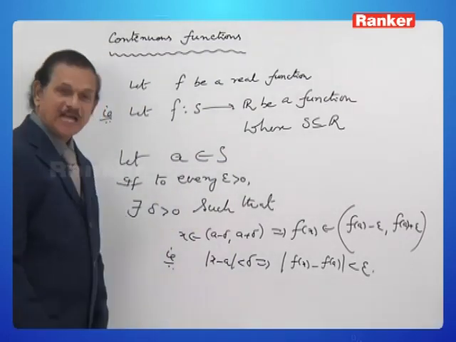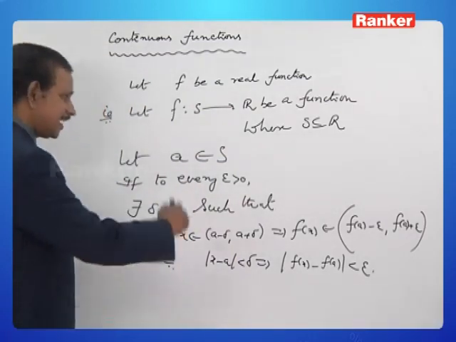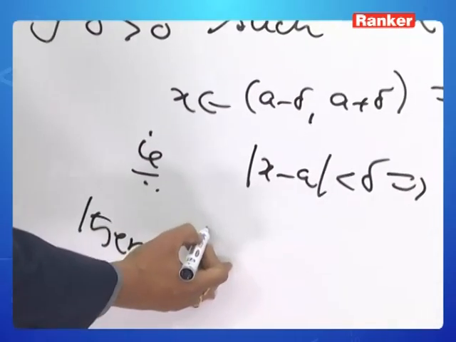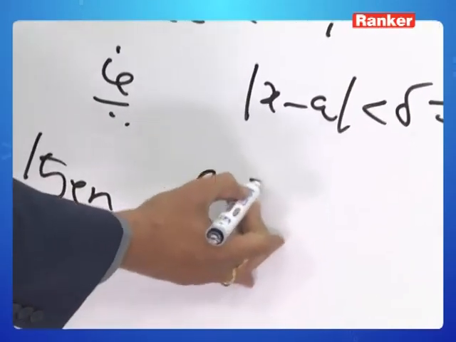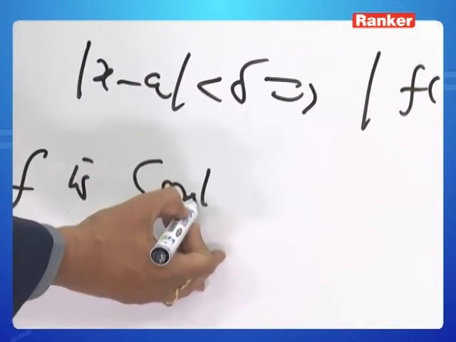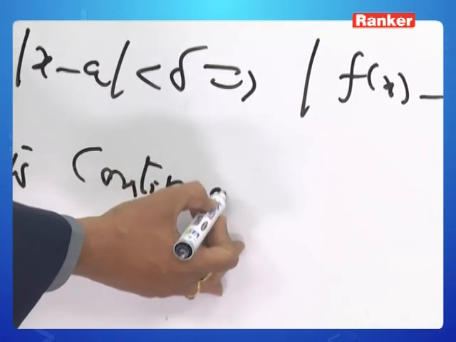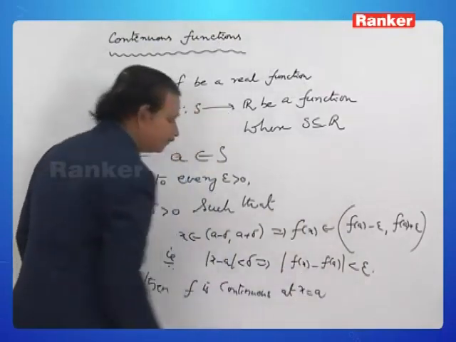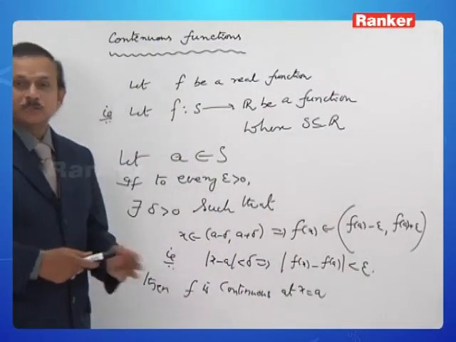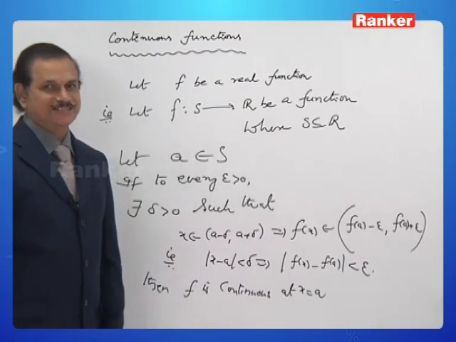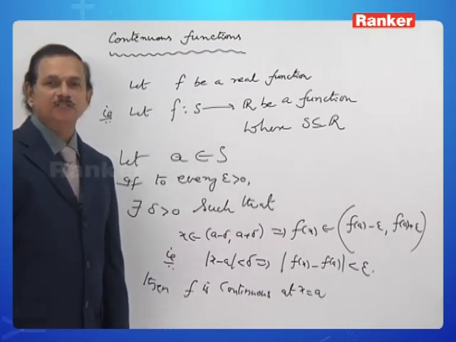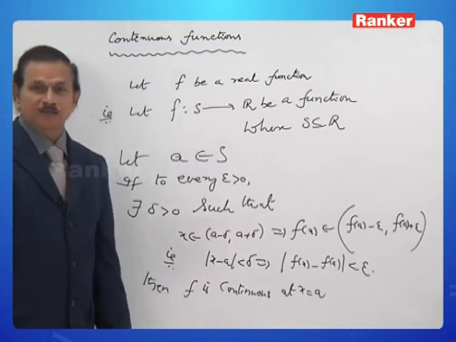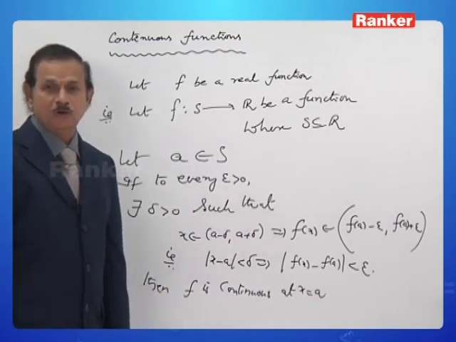If this happens, then we say that f is continuous at x equal to A. So this sentence reveals that the continuity of f is a local character at a point A of the domain. It must be a point of the domain first of all.